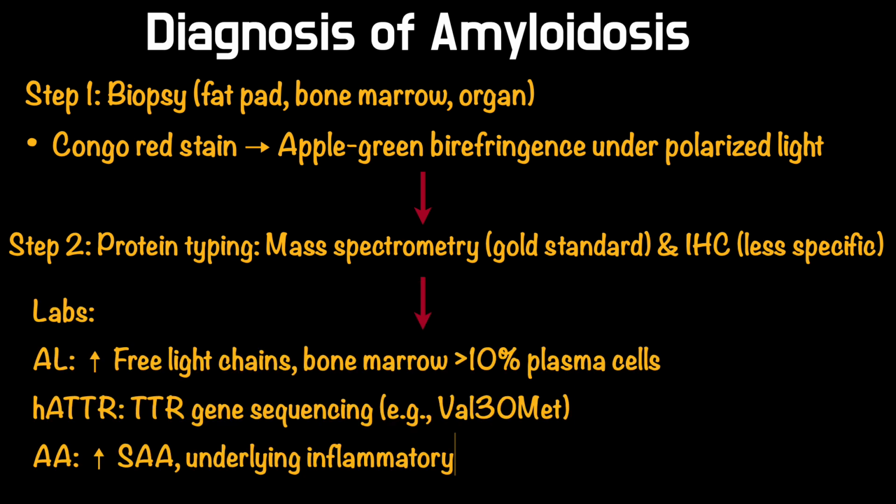The lab values are also noted for the diagnosis. In AL there is an increase in free light chains, and the bone marrow has greater than 10% plasma cells. In ATTR there is TTR sequencing; for example, the Val30Met mutation is a kind of genetic mutation in ATTR, right? In AA there is an increase in SAA protein and underlying inflammatory markers like CRP, that is C-reactive protein, which is an acute phase reactant, and ESR, that is erythrocyte sedimentation rate, right?